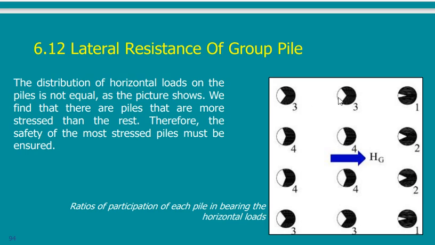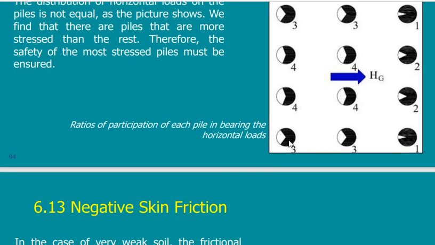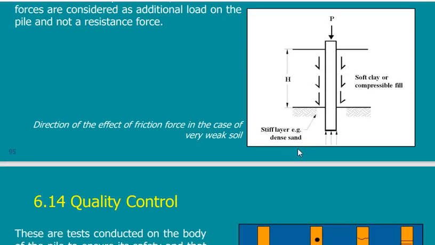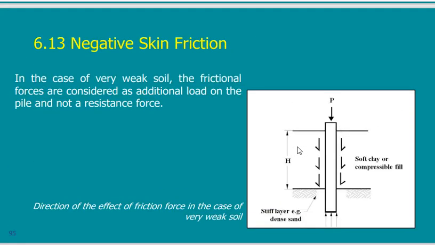Then I have number 3. They can carry load by friction only. They cannot carry load by bearing. So number 3 here and number 3 here is the third group. Number 4 is the least group, that they can carry minimum load. Something called negative skin friction. What is negative skin friction?